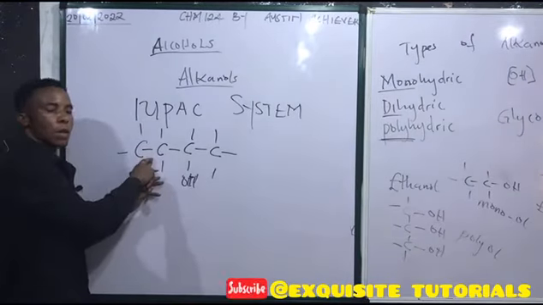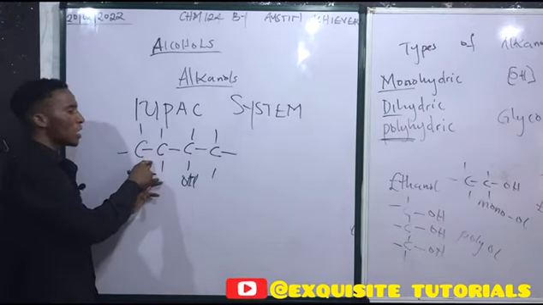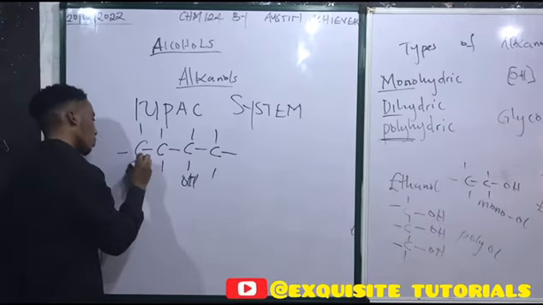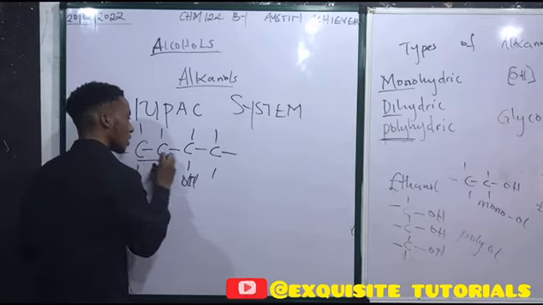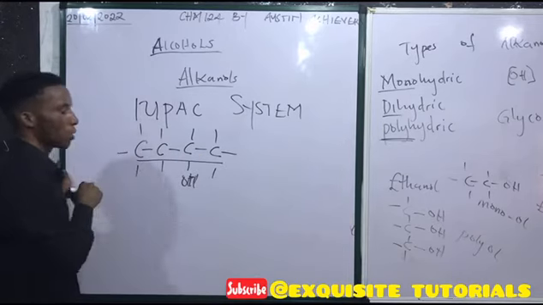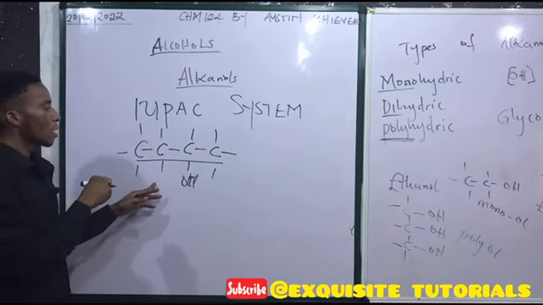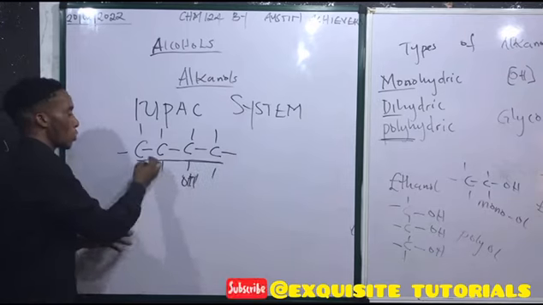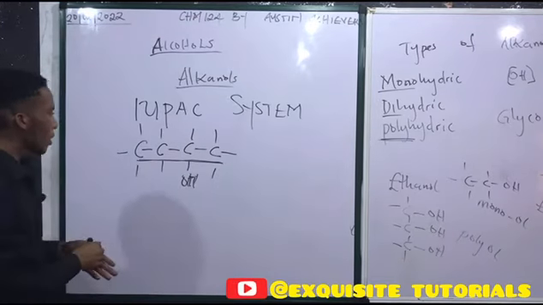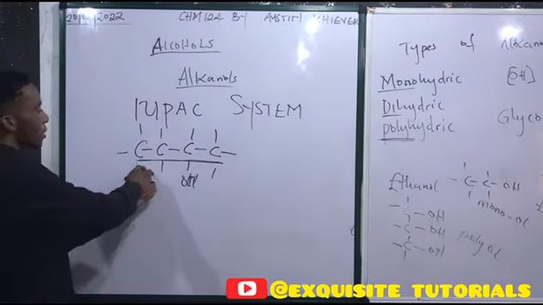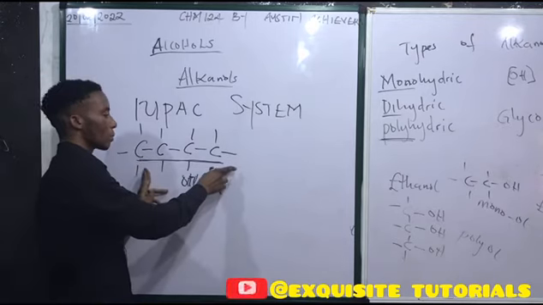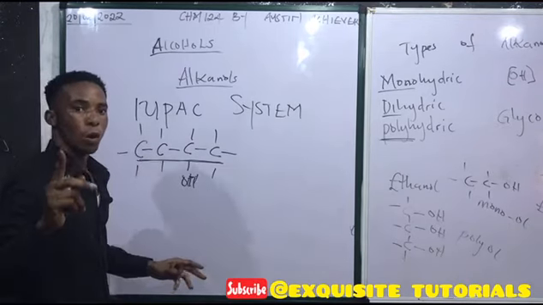Let's count the carbon atoms. Remember, always count from what? The longest continuous chain. Count the longest continuous chain. Now, ladies and gentlemen, where should I start from? Here or here? That's where rule number 1 comes in.